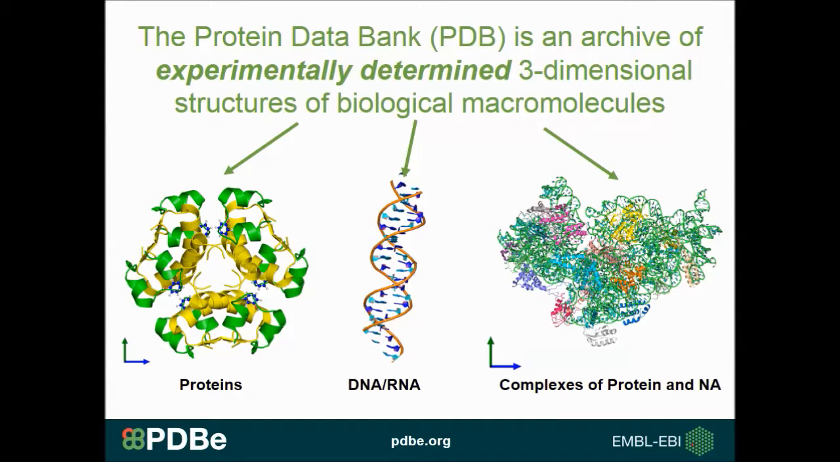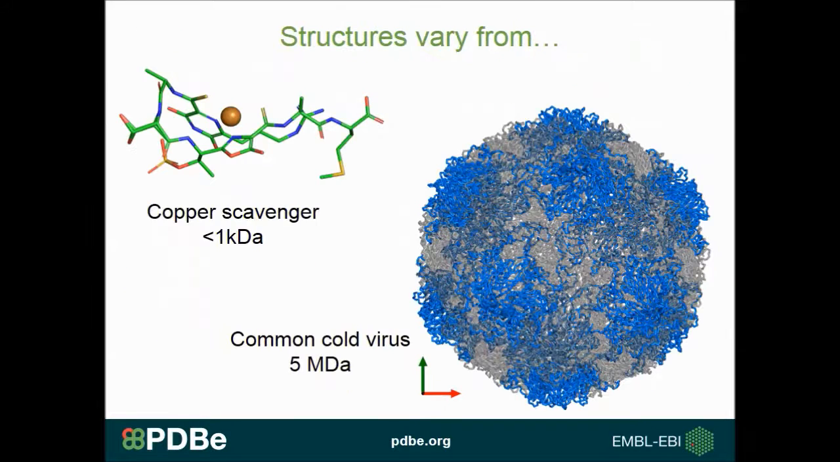The PDB is an archive of experimentally determined three-dimensional structures. These include protein, nucleic acids, and complexes of both protein and nucleic acids. These can vary from very small molecules, such as this copper scavenger shown here, to massive cold viruses shown here.